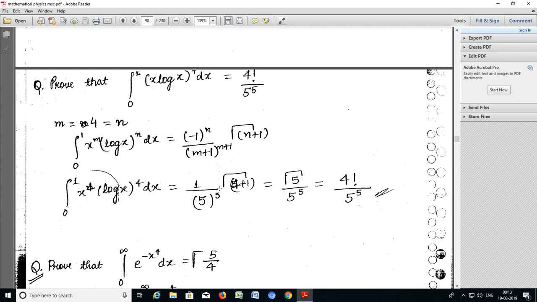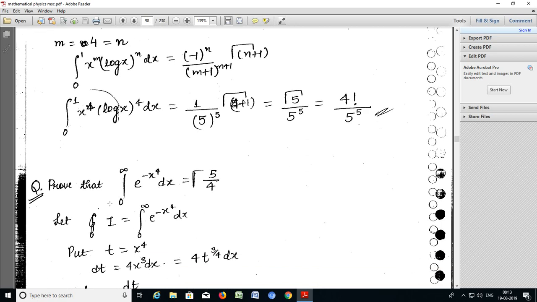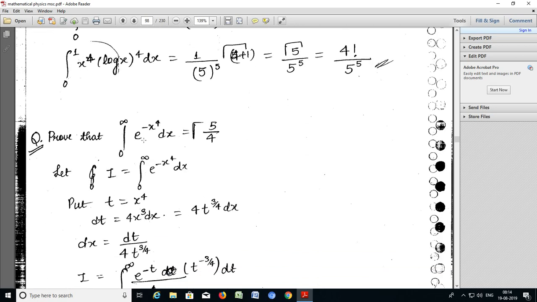Now let us do one more question. Prove that the integral from 0 to 1 of x to the power m, log x to the power n dx, is 4 factorial over 5 raised to the power 5. Now let us put m equal to 4 equal to n, using the whole term that we have just now derived.